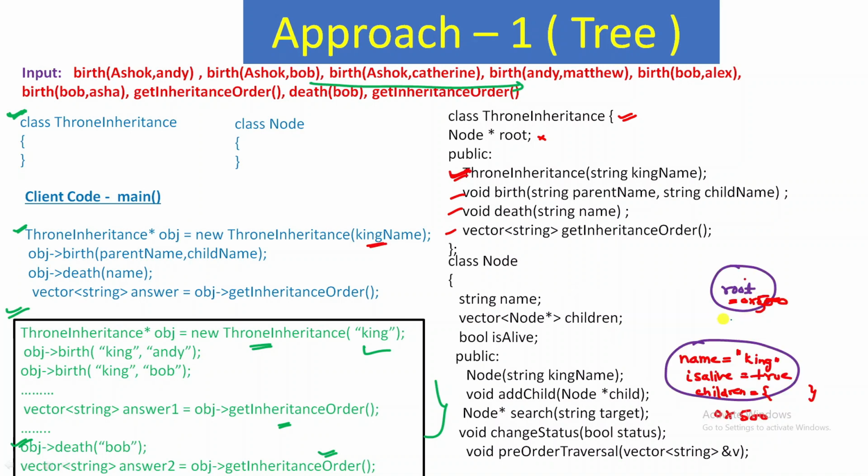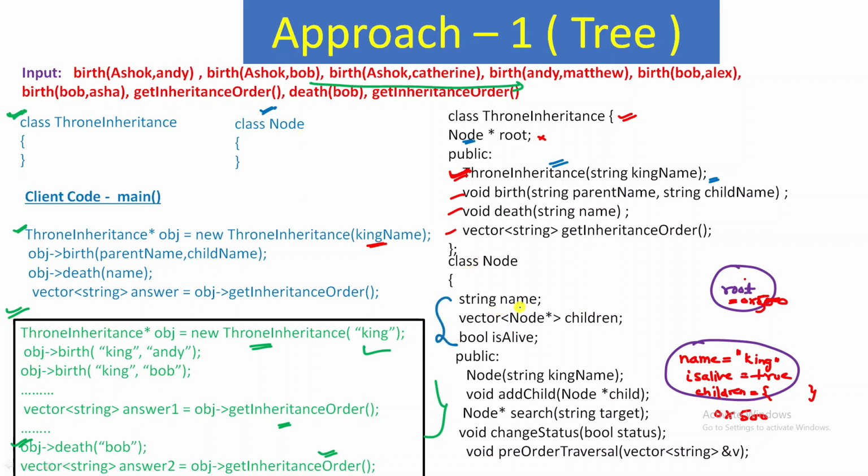Just to give you an overview of how the object construction will be happening: from the main we will be calling the ThroneInheritance constructor, and we will be passing some name. Let's say we are passing the name of the king as king only. So we will come to this API, and here there will be some code. In ThroneInheritance, we have a member root, and root is of type Node. So basically we have taken another class Node, which will represent each node in the tree data structure. In this Node we will have 3 fields.